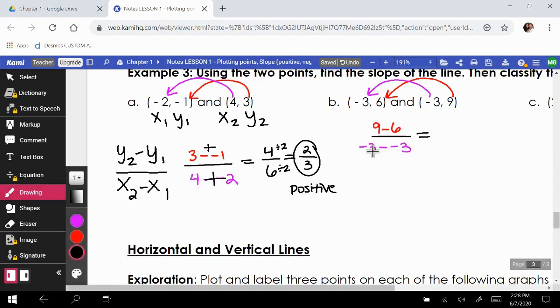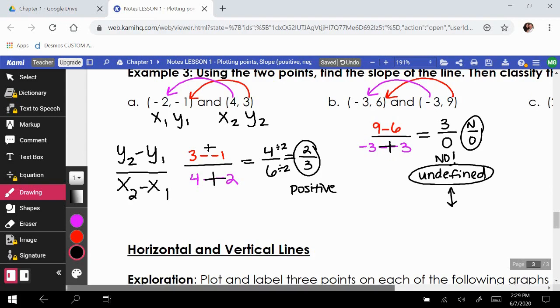Reduce. 9 minus 6 would be 3. Negative 3 minus a negative 3. Remember, the double negatives turn into a plus, so we get 0. We get a number over 0. What does that spell? No. So what is my slope? My slope would be undefined. That's, remember, for those vertical lines.